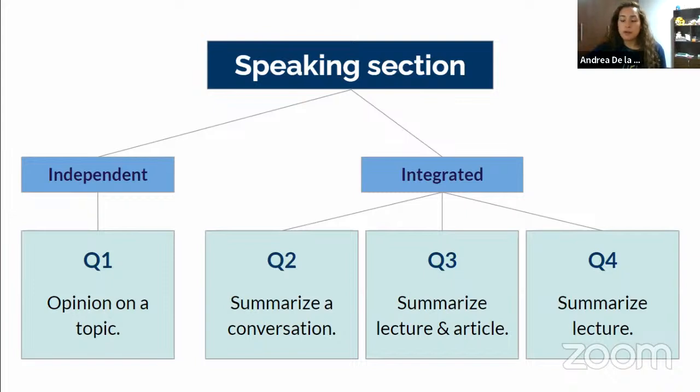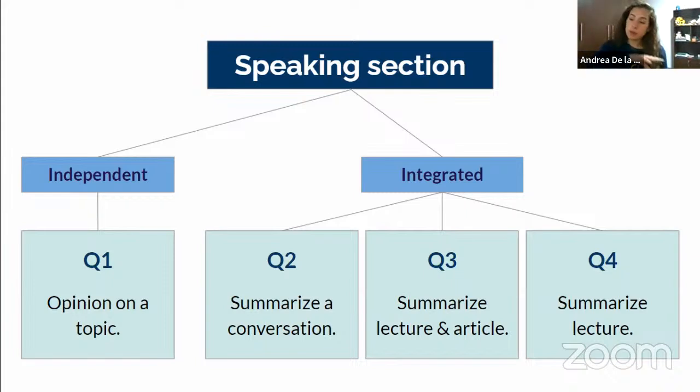However, for the integrated questions, as Chris said, you guys will have to either read something or listen to something or both, right? In some questions, you'll have to read and listen to something. And then you have to summarize the content that you've read or that you've heard. They're called integrated because you're supposed to integrate different skills. So it's not just about speaking, but it's about your reading comprehension, your listening comprehension as well.